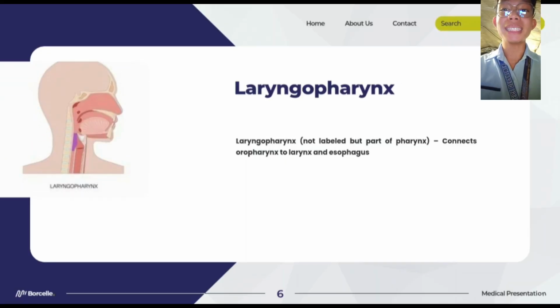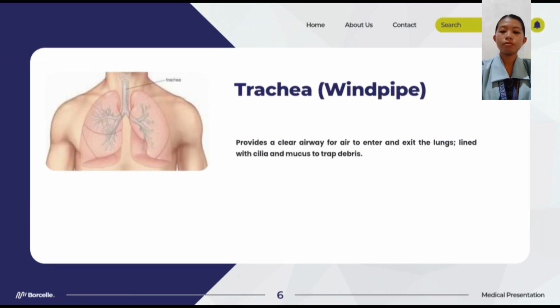Laryngopharynx. The laryngopharynx is also known as the hypopharynx. It is the most caudal portion of the pharynx, serving as a crucial connection point for food, water, and air. The function of the laryngopharynx is to connect the oropharynx to the larynx and esophagus. The trachea, or windpipe, provides a clear airway for air to enter and exit the lungs. It is lined with cilia to move the debris upward.